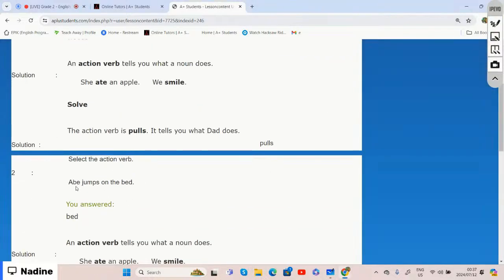The next one says Abe jumps on the bed. Abe jumps on the bed. We need to select the action verb within that sentence. Abe jumps on the bed.